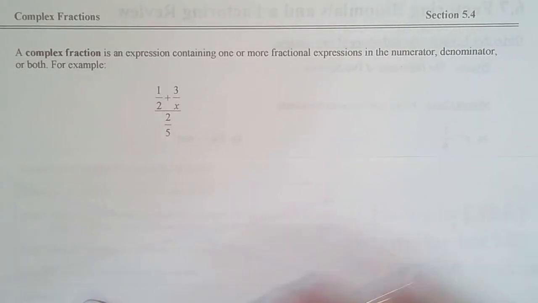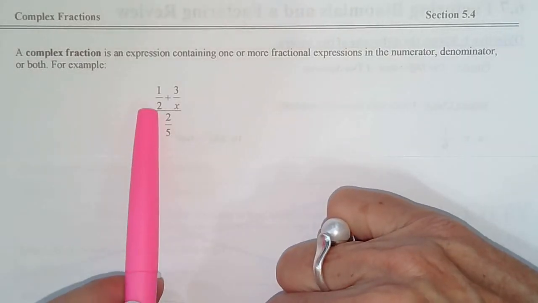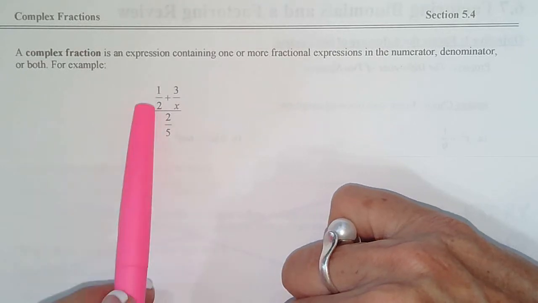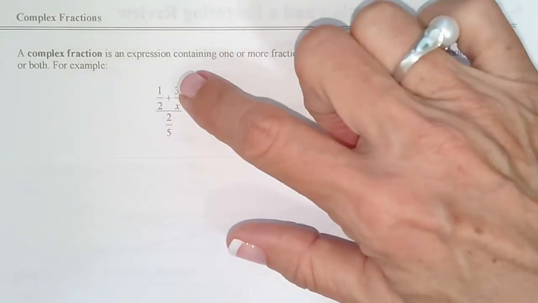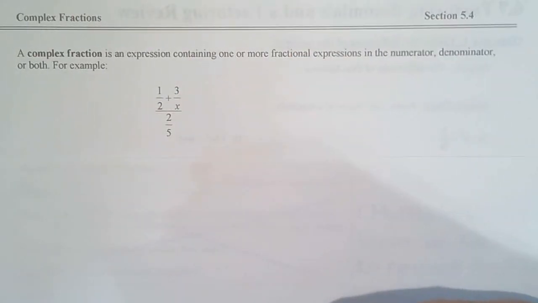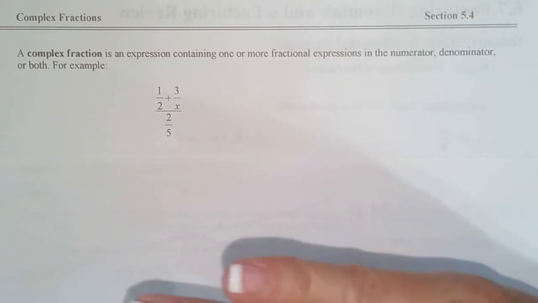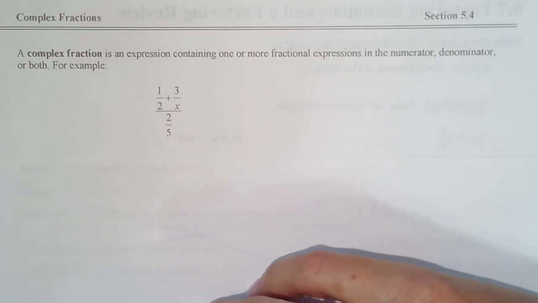So let me demonstrate it for you. Look at this denominator, and this one. And by the way, the definition of a complex fraction is a fraction that contains a fraction. So anytime you have a fraction that contains a fraction, or a fraction that contains a decimal, that means it can be simplified.